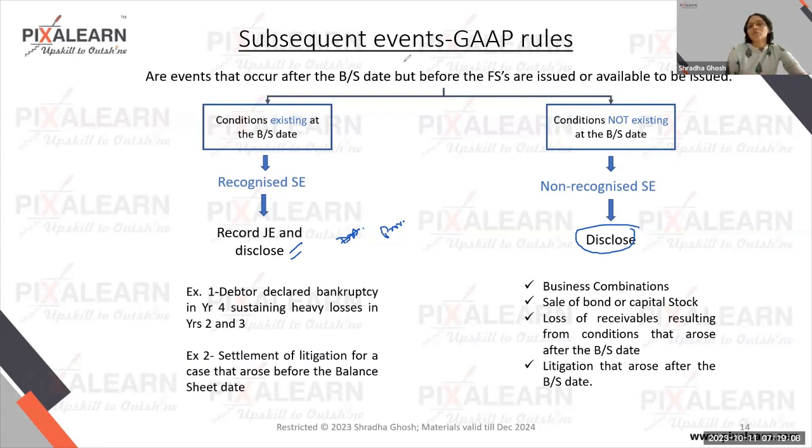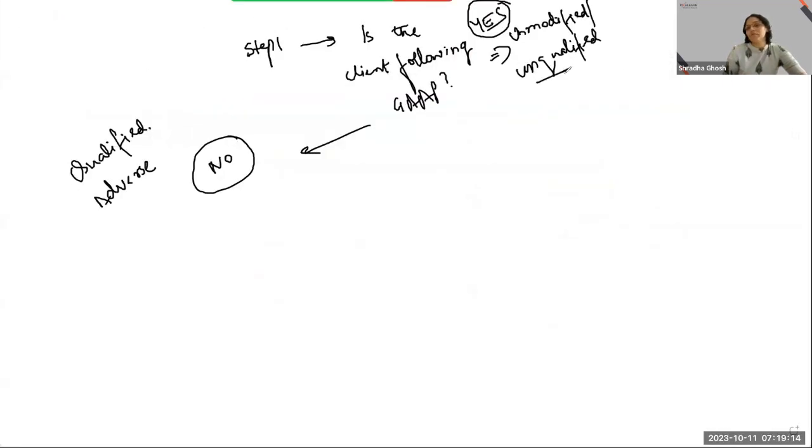Okay. So the first rule that we say, if it is following GAAP, awesome. We don't do anything about it. If it is not following GAAP, that's the time you give a qualified opinion. Then what you do, you go to step 2. Step 2 says that till the report release date. Okay, now first let's just go through what the text says. I think that will give you an idea.